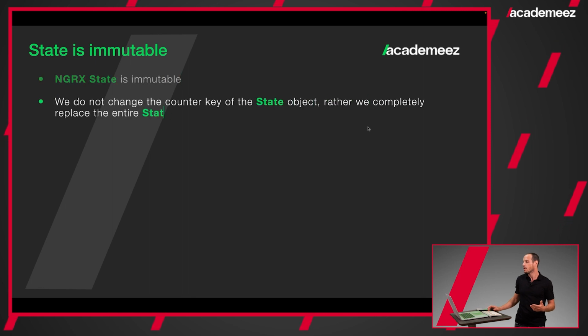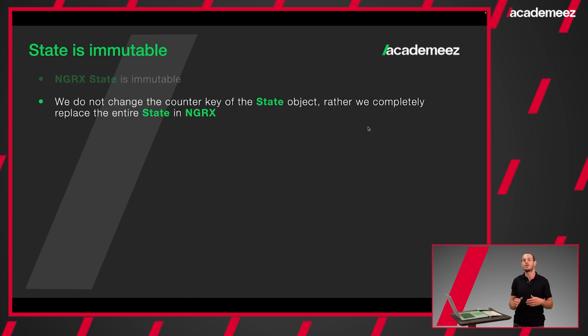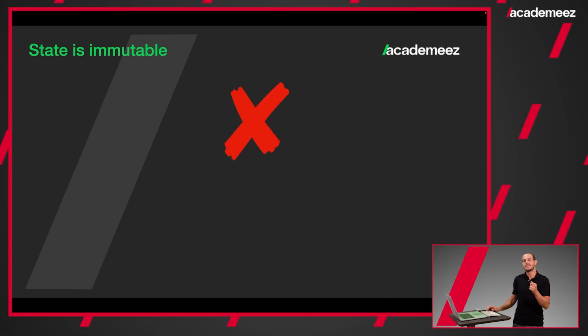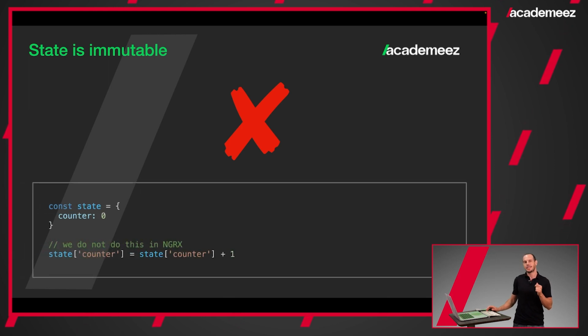So NGRX is immutable, which means we do not change the state, rather we completely replace the state that NGRX is holding. So just to emphasize this important fact that the state in NGRX is immutable, things that you do not do is you do not grab the state. Here is a simple example of pseudocode. It's not real code. It's not how you change the NGRX state, or something that relates to NGRX, it simply relates to what we mean by immutability. So what you do not do is you do not take the state, like in this example, the state which has a counter of 0, you do not grab the NGRX state and then grab the counter key and change that key.